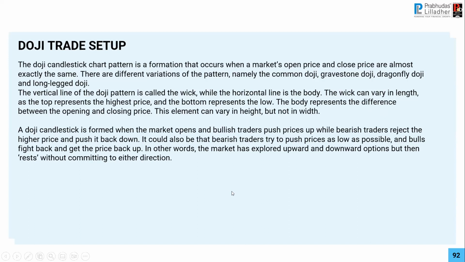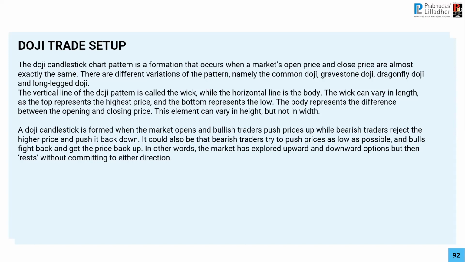So a doji candlestick is formed when the market opens and bullish traders push the prices up, while the bearish traders reject the high price and push it back down. It could also be that bearish traders try to push prices as low as possible, and bulls are fighting back to get the prices back up.